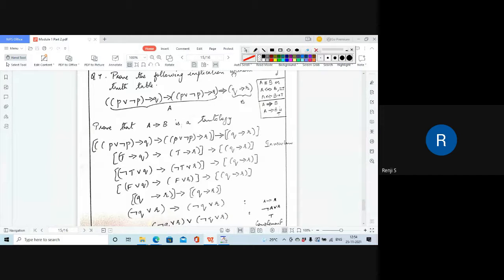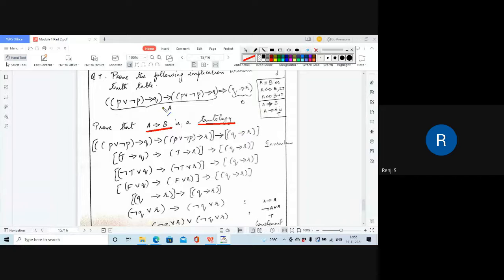This was the question given to us. We have to prove that A is logically equivalent to B. And to prove that A is logically equivalent to B, we can also prove that A implies B is a tautology. So there is a difference between this question and previous questions.